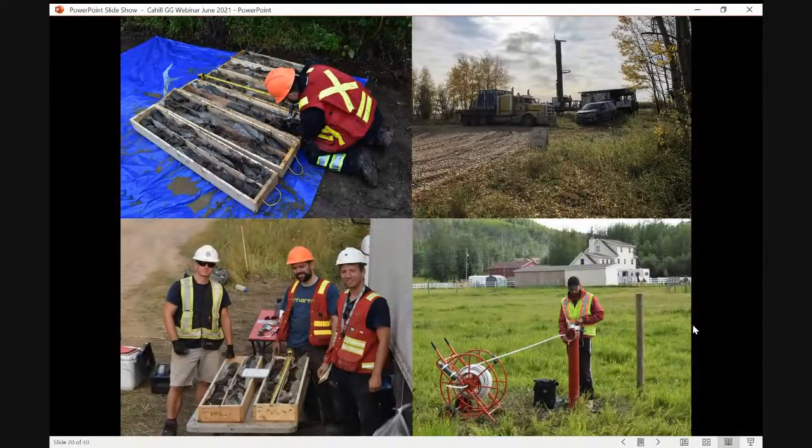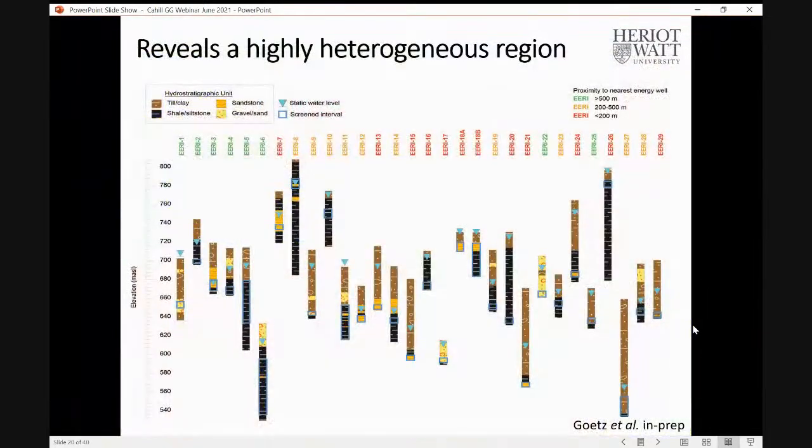And this was a huge endeavor. So lots of long field days, lots of drilling. You can imagine drilling 29 boreholes and all the sampling. And so yeah, lots of gratuitous field shots here. So what did we see?